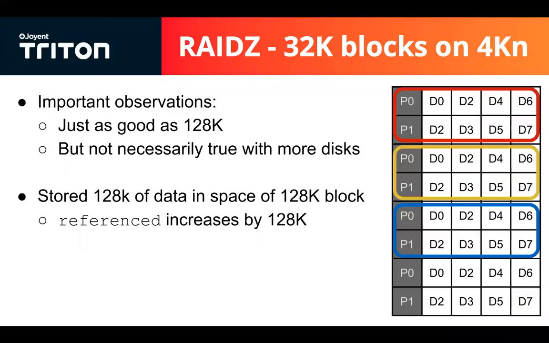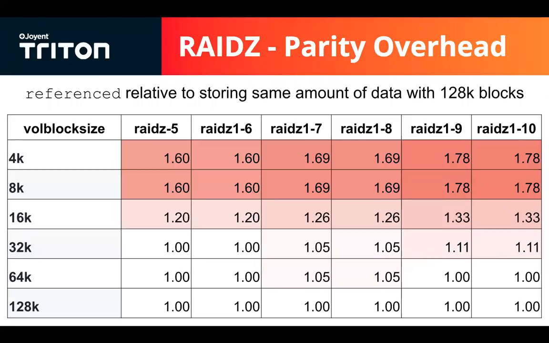If we skip ahead to RAIDZ with 32K blocks, things in this particular pool layout just happen to fall into place so that we're just as efficient as 128K. That's great. But if we add more disks, then things don't line up quite as well, and we have a little bit more overhead than we do with 128K. But generally, as we get larger block sizes, the more efficient we are. So this table here shows the relative overhead of the various block sizes and RAIDZ1 layouts.